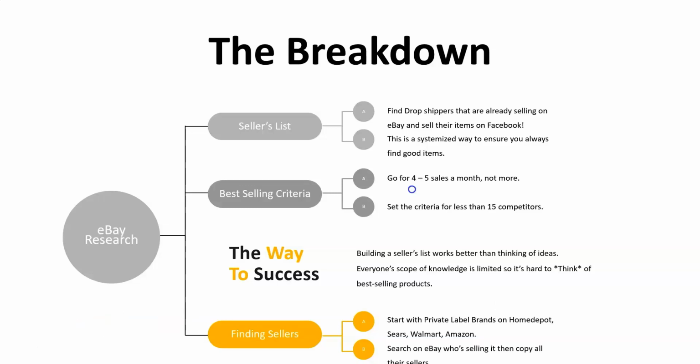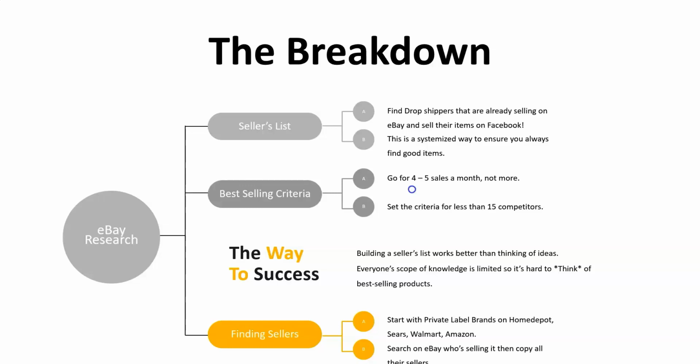So the sellers list, what you basically do is you find dropshippers that are already dropshipping on any platform, and then you save them so you have them for next time, and then you check them every week, right? And then next is your best-selling criteria.